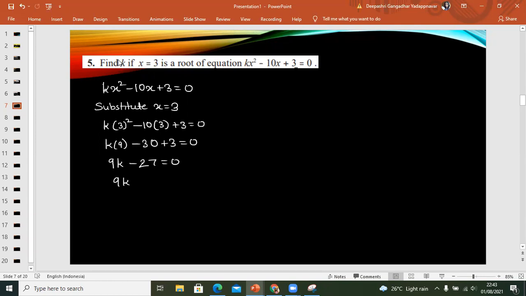9k, bring this negative 27 on the other side, so it will become positive 27. We have to find k, so we don't want 9 here. 9 will go in the denominator on the other side. 27 divided by 9, k equals 27 divided by 9 is 3. So this is how we can find k equal 3. Okay, let's go to question number 6.